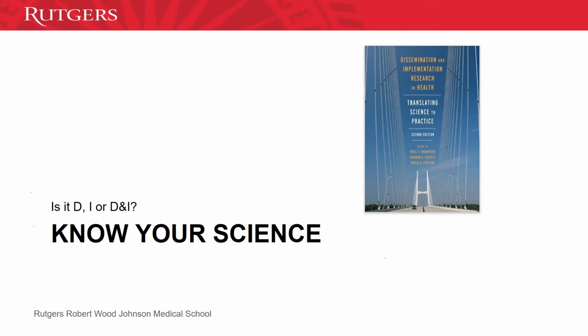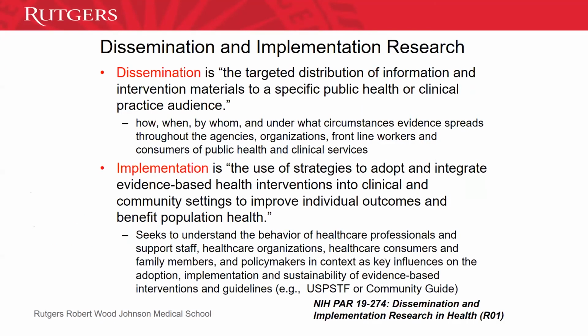So the first one is knowing your science, and Rachel and her slides before focused in on this book. Also, Gila mentioned it as well. One of the things that you really want to get clear on is, are you doing dissemination science? Are you doing implementation science? Or are you doing some sort of combination? So you really want to know what your science is and how it fits.